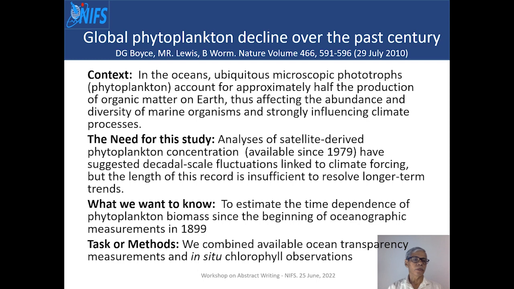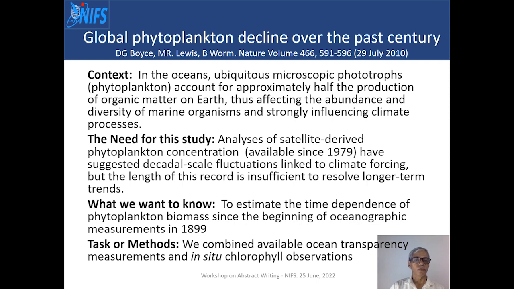So let us look at how the authors set out the context for this study. In the oceans, ubiquitous, which means everywhere, microscopic photoautotrophs or phytoplanktons account for approximately half the production of organic matter on Earth, thus affecting the abundance and diversity of marine organisms and strongly influencing climate process.